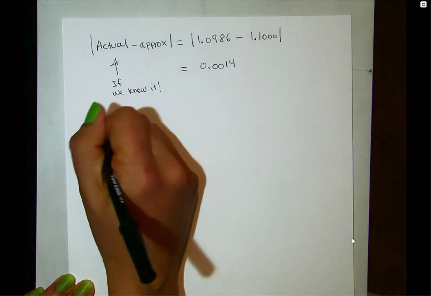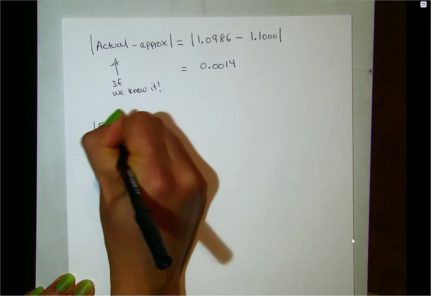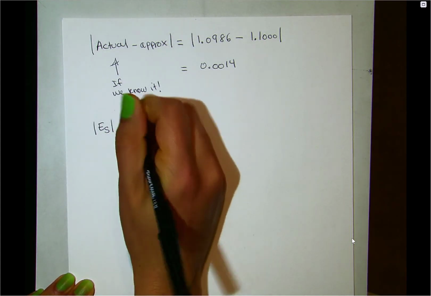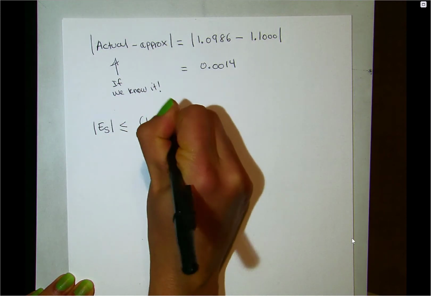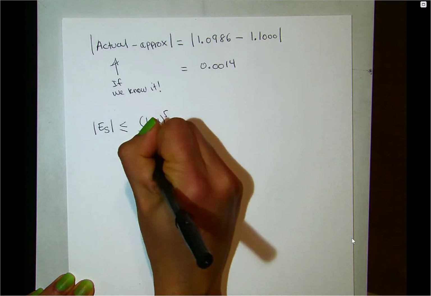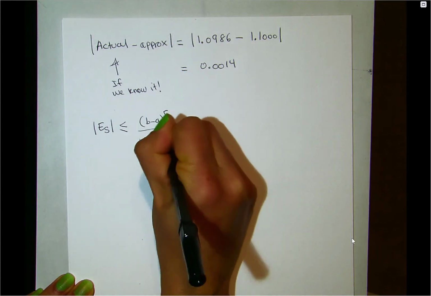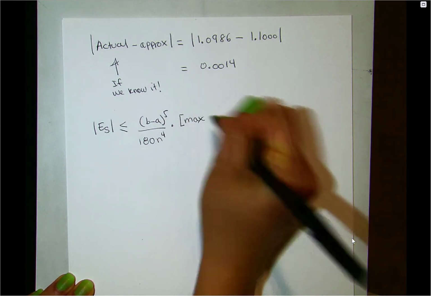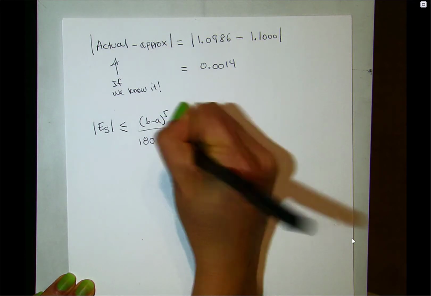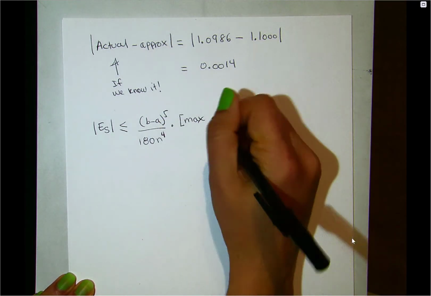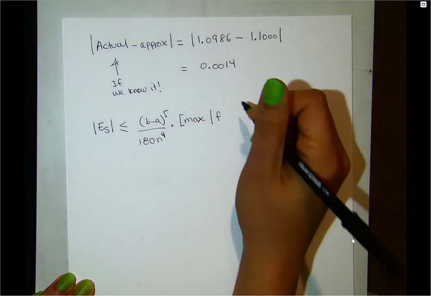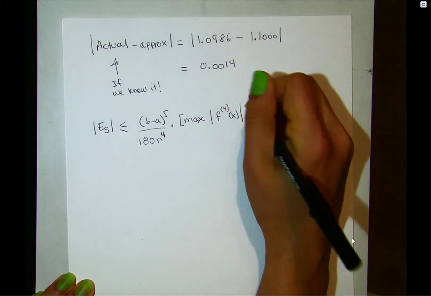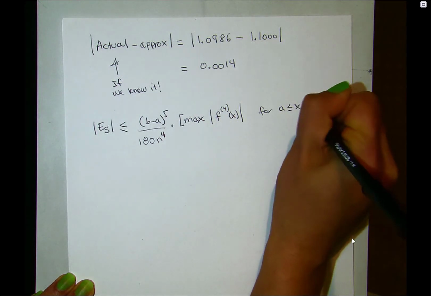So the formula for the error estimate using Simpson's rule is that the actual error has to be less than or equal to (b minus a) to the 5th over 180 n to the 4th, times the maximum of, you're not going to like me for this, the 4th derivative of the original function for a less than or equal to x less than or equal to b. I know there are many questions: why, where does that come from? These formulas have very intense mathematics behind them, so just take my word for it.